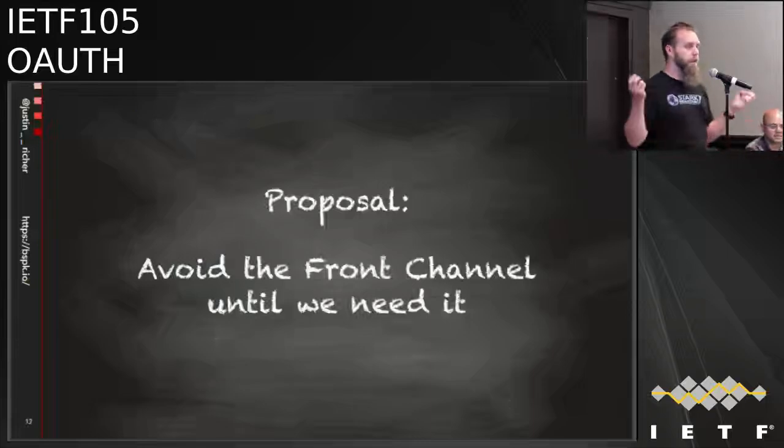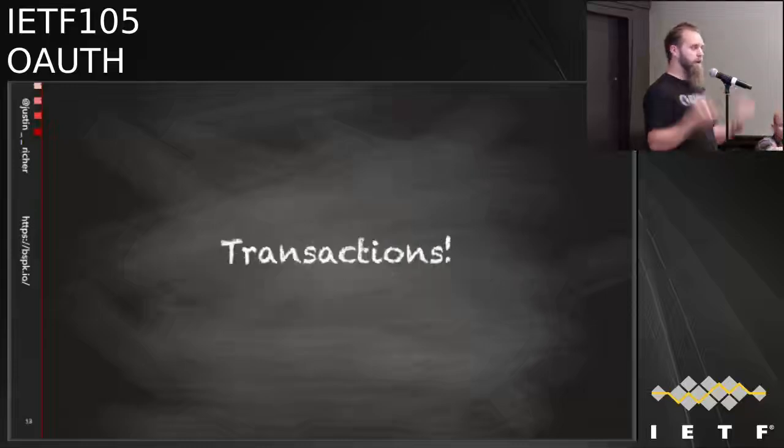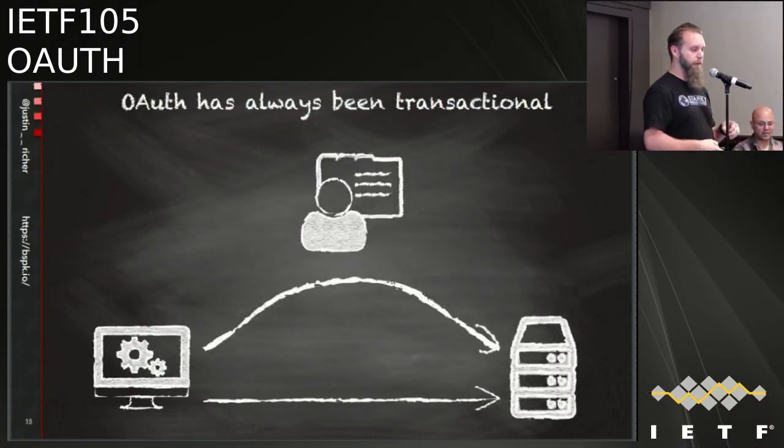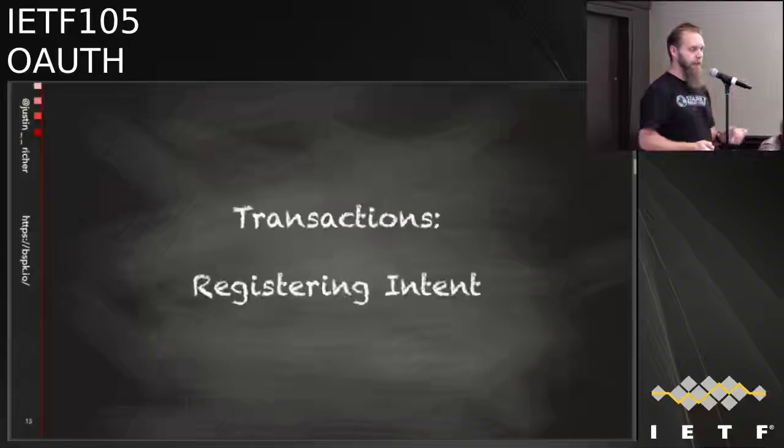So my proposal started with the idea of let's not use the front channel unless we absolutely have to. Let's only use it for very specific things. And as I started to work on that, I took a step back to think how we could do that with an OAuth-like protocol, and I kind of stumbled into the idea of using a transaction as the key thing. Now, OAuth has always been transactional. It's all about the client getting a token and then getting it authorized and using a token, and so forth. What I decided to do with this project was make that transaction the singular key element.